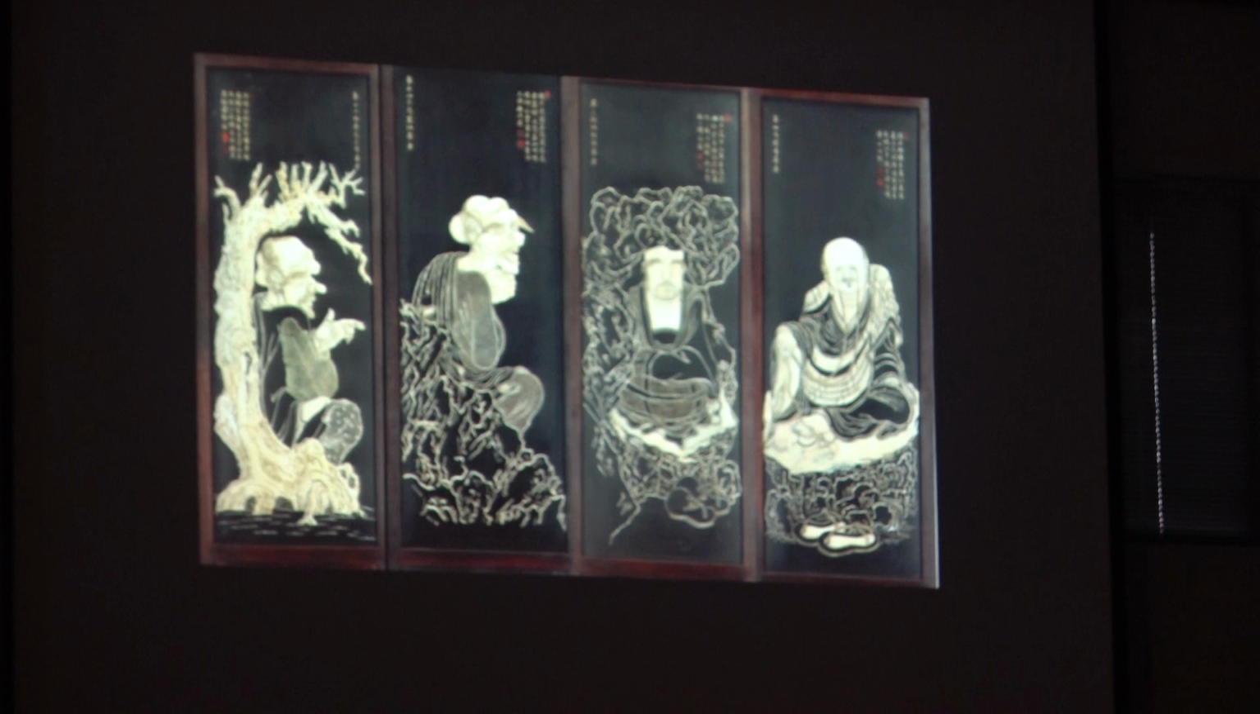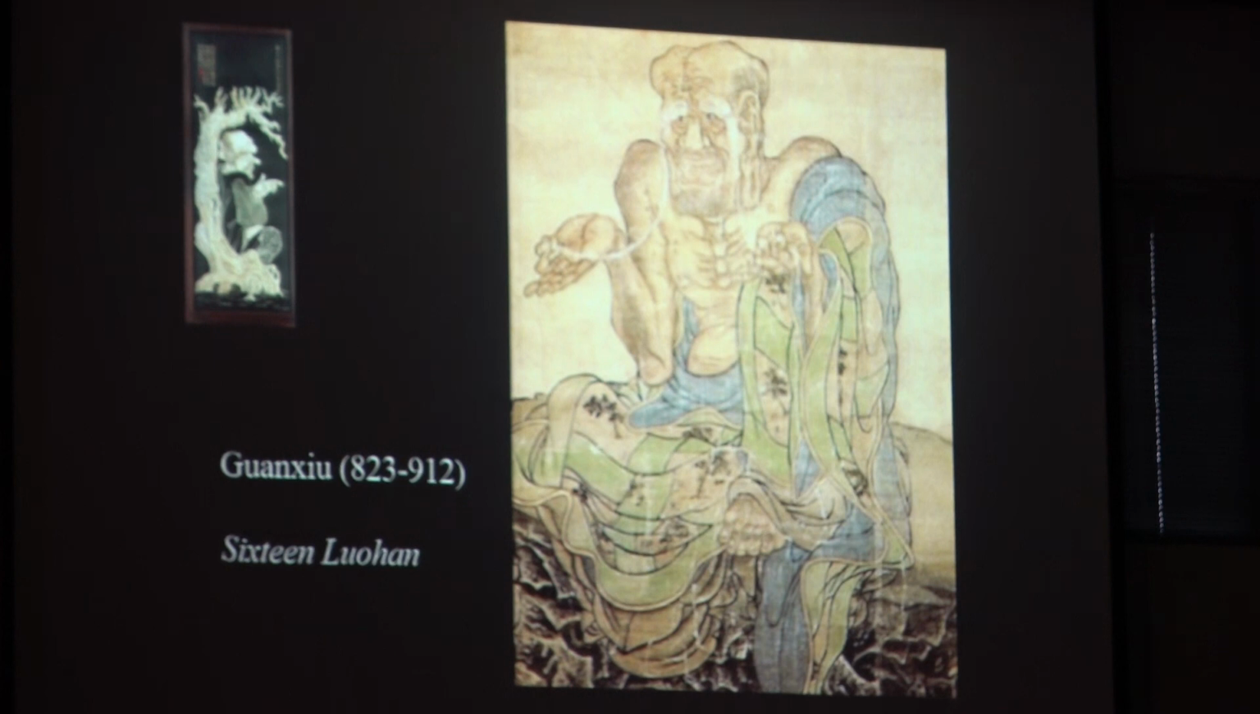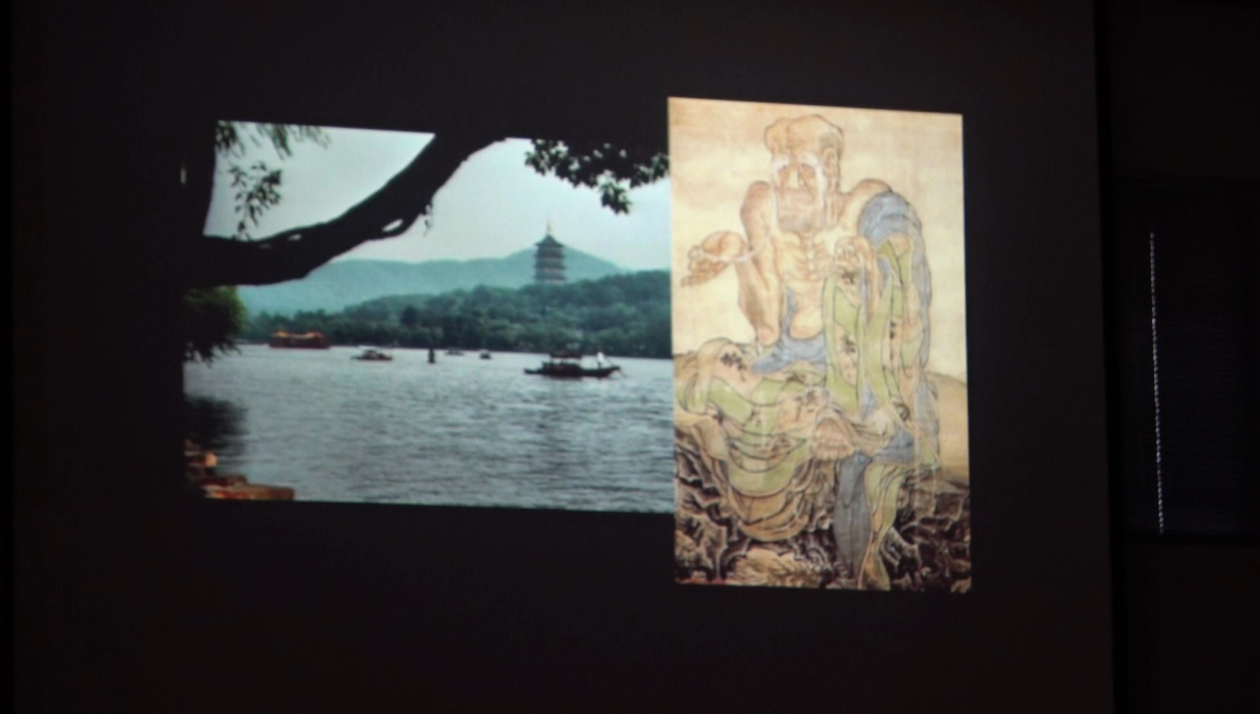And what are they depicting? They're depicting the 16 Lohans. Lohans were disciples of the Buddha, direct disciples of the Buddha, who themselves became enlightened. These screens are actually modeled after paintings that were done by a Tang Dynasty monk artist named Guanxiu. And the paintings, since they had been done in the Tang Dynasty, were stored in a temple in Hangzhou. And the Qianlong Emperor went to the south, and he went to Hangzhou, and he went to this temple, and he requested to see the paintings.